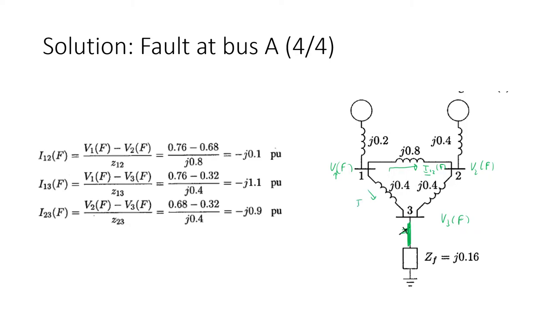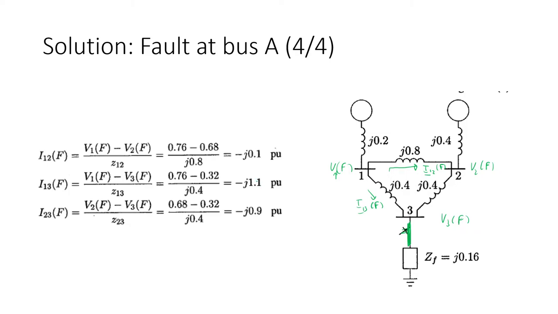You want to see I13 during the fault. This is the line current during the fault. Okay, so now it's obvious, right? You know the voltages at any bus. The current flowing from 1 to 2 is due to the voltage difference between bus 1 and bus 2. So I12 is the voltage difference between 1 and 2 divided by Z12, which is the impedance connected between bus 1 and bus 2, which is j0.8. So you can compute this to be 0.1 per unit.